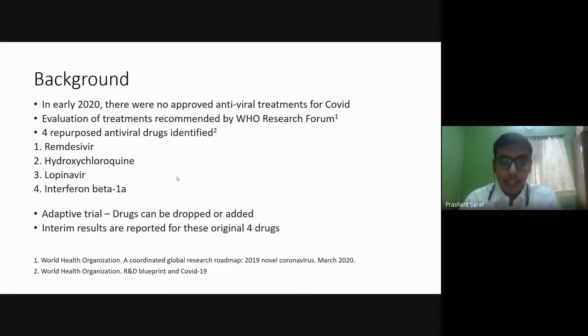This is an adaptive trial, where drugs can be adopted and added. So as you will see in the presentation, hydroxychloroquine, lopinavir, and interferon beta 1a were dropped, and new drugs were added. Currently, the Solidarity Plus trial is going on, where there are drugs like artesunate, infliximab, and imatinib. And this article reports the interim results for these original 4 drugs. Interim results means that the study is not completed, and the data which is collected during that time is analyzed and reported.